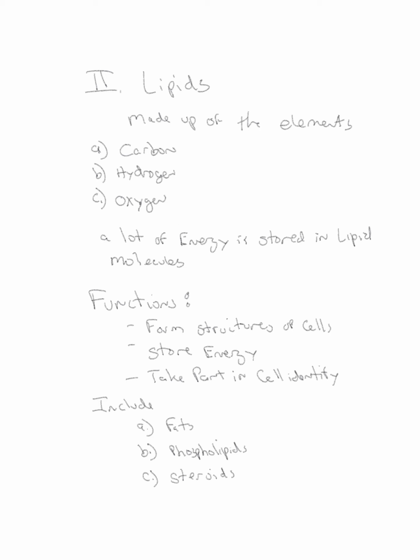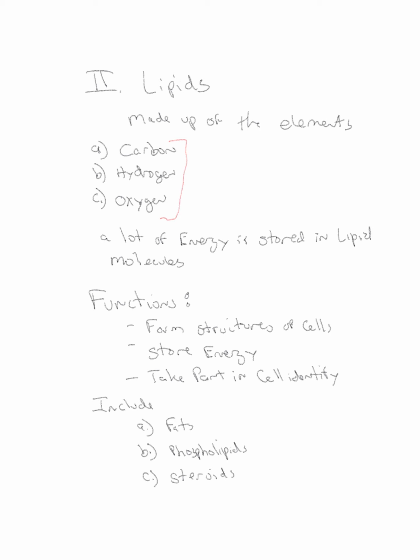Now, the second category of macromolecules are lipids. A lipid is made up of carbon, hydrogen, and oxygen. If you remember, those are the same elements that we saw in carbohydrates. In contrast with carbohydrates, lipids store a lot of energy, more energy gram for gram than carbohydrates. As a matter of fact, carbohydrates have about 4 calories per gram, whereas lipids have 9. So there's a lot more energy stored in lipids.